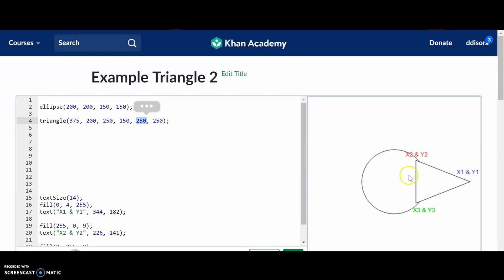But again, the easiest way to do this is if you mark off your 3 points or even draw them down on a piece of paper. Try to visualize where you want them. Again, x1, y1, x2, y2, x3, y3.